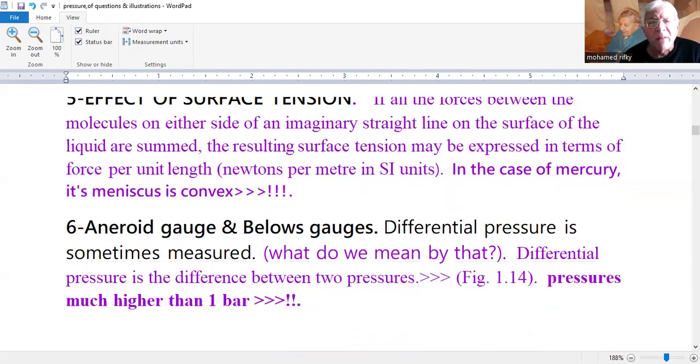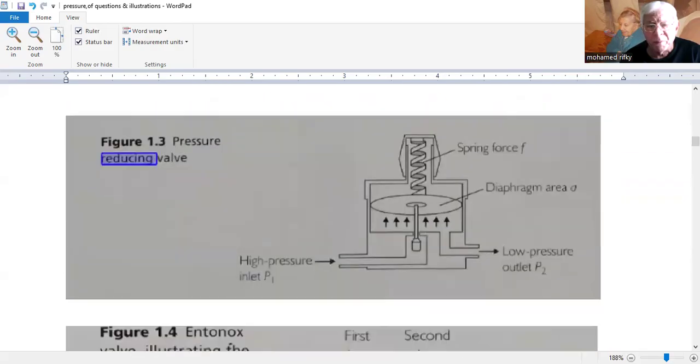So whenever you are asked also about the aneroid gauge and the bellows gauge, we'll show you later on the two devices, and you can be asked about the meaning of differential pressure transducer. Of course, pressures that are more than 1 bar are measured by these two types of gauges. This is the explanation in figures.